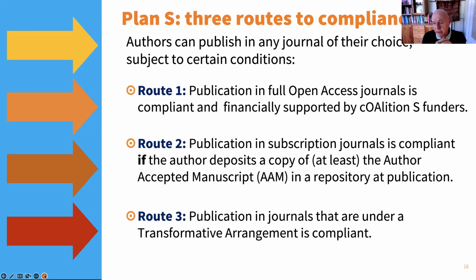Route 3 is, again, an easy route. It allows for publication in journals that are under a transformative arrangement, and that is compliant. A transformative arrangement is what I mentioned before as read and publish deals. So if you happen to work at a university that has concluded a read and publish deal with a particular publisher, then you are free to publish in those journals. You do not need to pay. Again, this depends on the university that you work at, but it is a viable route towards open access.